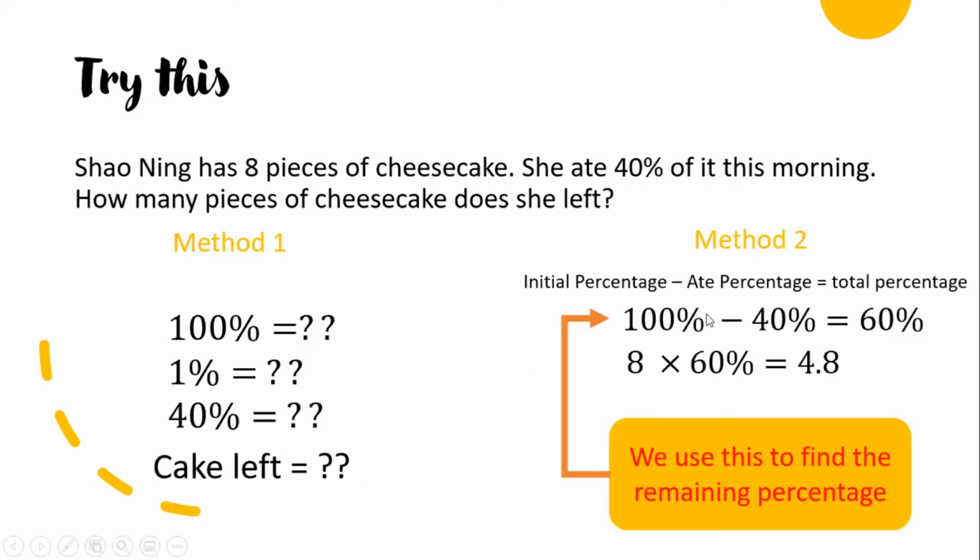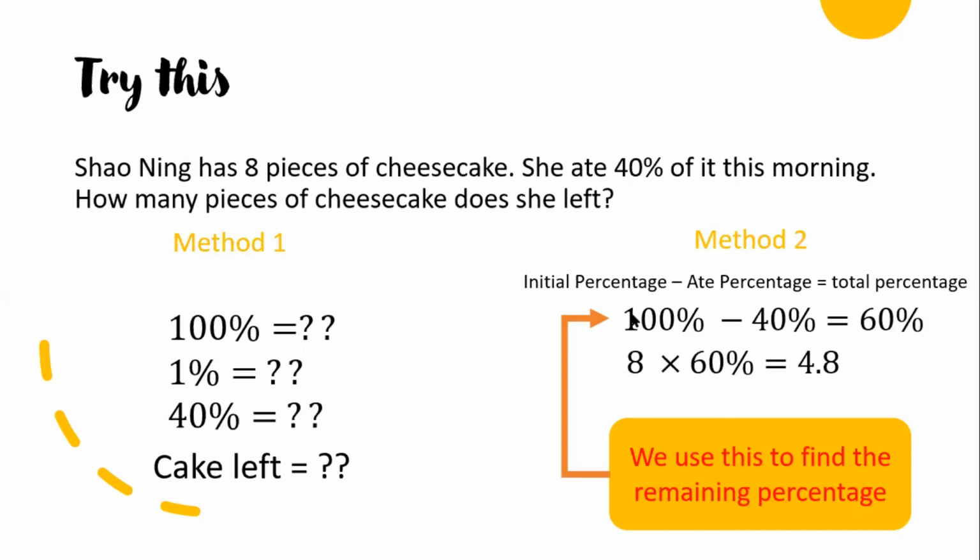So method two, the initial percentage minus away the 40% equals the total percentage, and the initial percentage is 100. She ate 40% of it, so you need to minus away the 40% to find out what is left. So 60%. This 60%, you need to times 8 and you will get 4.8. These are remaining.